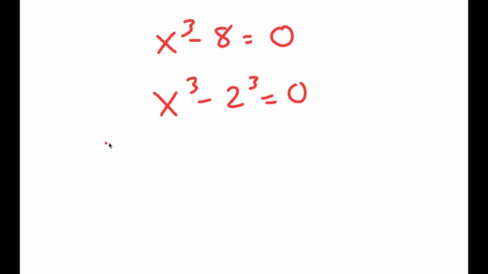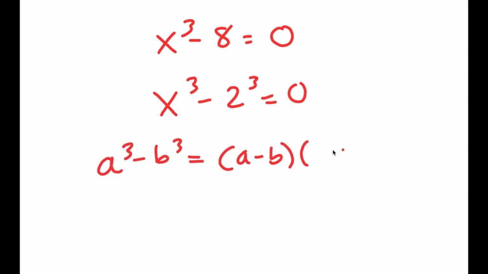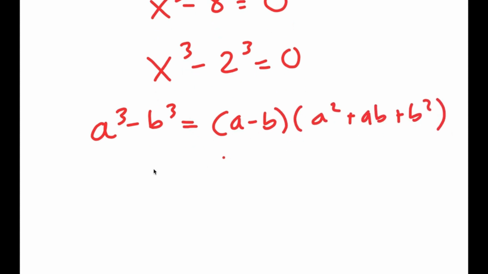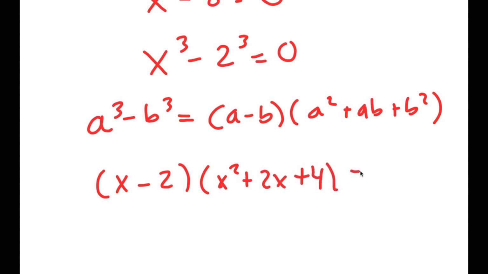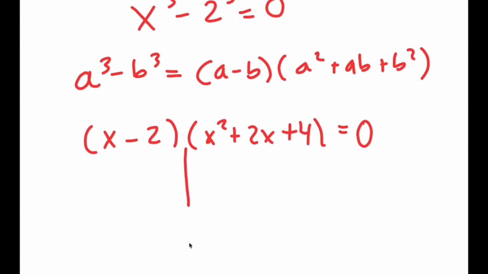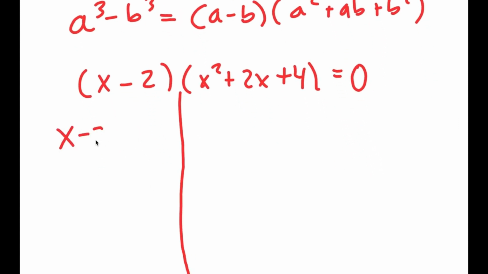And then now I'm going to use the formula a to the power of 3 minus b to the power of 3 is equal to a minus b times a squared plus ab plus b squared. So in this case, this turns into x minus 2 times x squared plus 2x plus 4 is equal to 0. So now I get two equations. I get x minus 2 equals 0 and x squared plus 2x plus 4 equals 0.